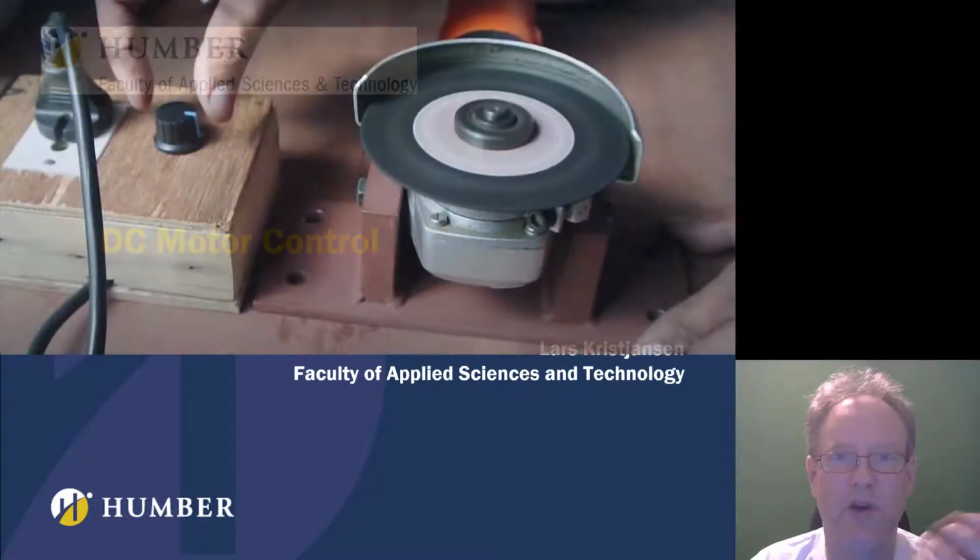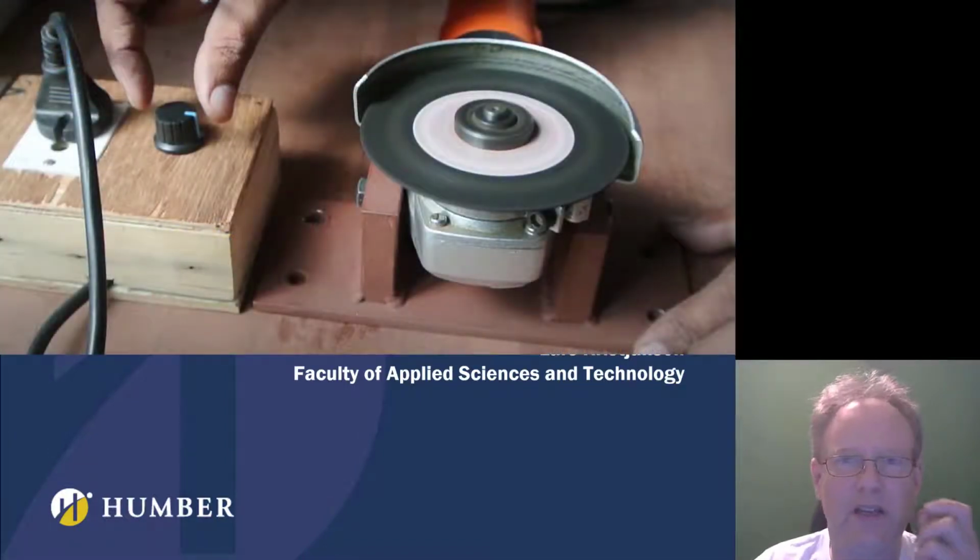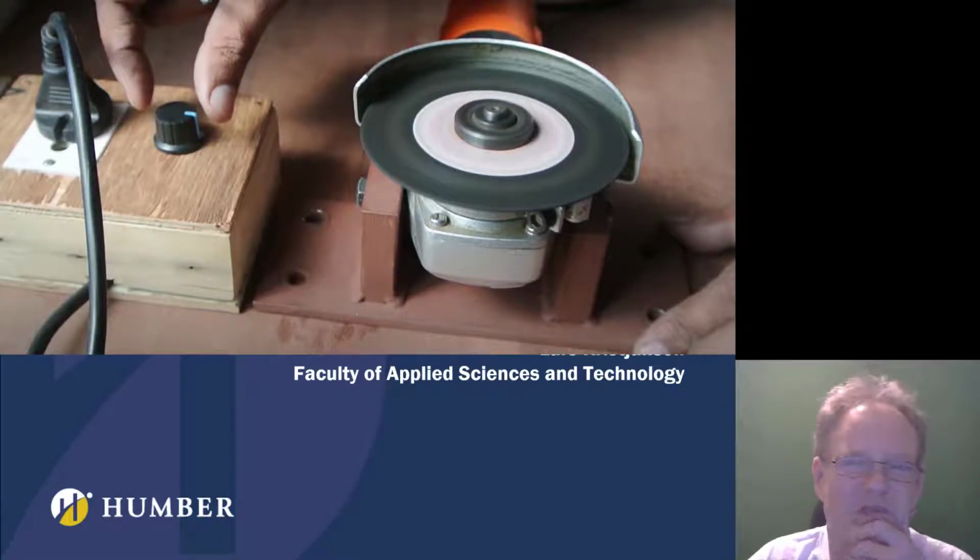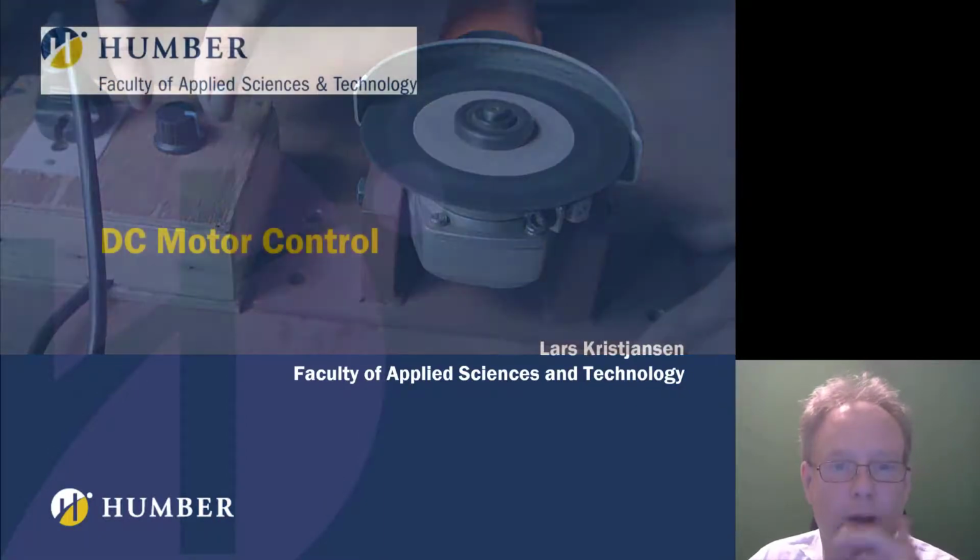So if you put a dimmer on your grinder, it kind of works. Slows it down, but there's no power in it anymore. Let's go on. Okay, here we go.